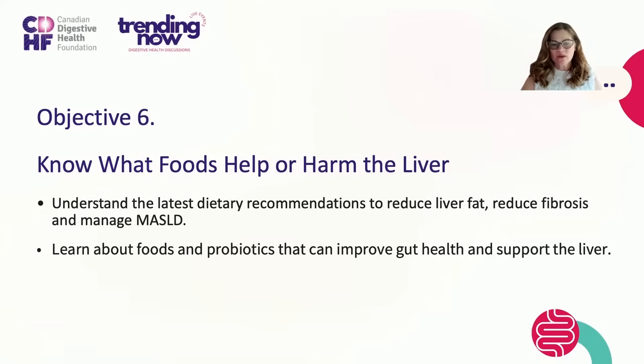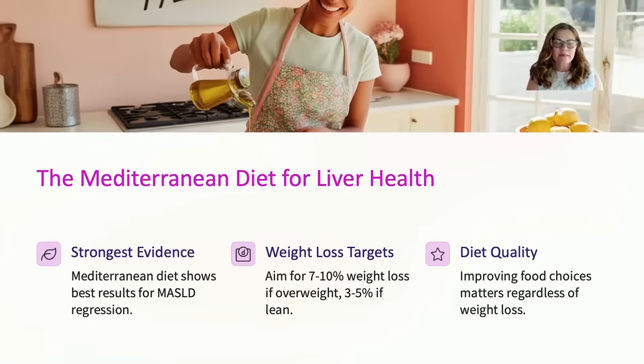Objective 6, knowing what foods help or harm your liver. The Mediterranean diet has some of the strongest evidence for helping reverse MASLD. If you're overweight or even if you're lean, the Mediterranean diet is the key diet. The Mediterranean diet focuses on whole, minimally processed foods, lots of vegetables and fruit, so those prebiotic fibers, whole grains, nuts, and seeds, and healthy fats like extra virgin olive oil. It's a simple, enjoyable way of eating that supports your liver, heart, and overall health.